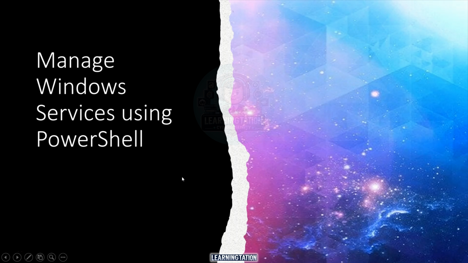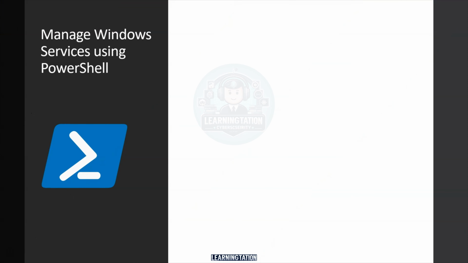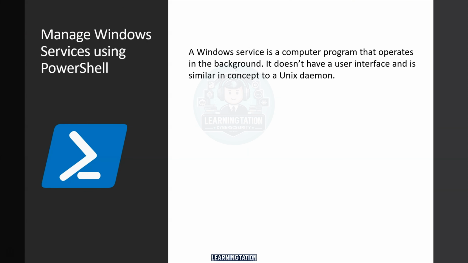A Windows service is a computer program that runs in the background. It doesn't have any user interface and is similar in concept to a Unix daemon. Windows services can be started automatically or manually, and if not needed, they can be kept in the disabled state as well. Okay, fine, but why are we talking about Windows services in this lecture, which is supposed to be for learning PowerShell? Well, there are many operations involved in managing Windows services where PowerShell can help.